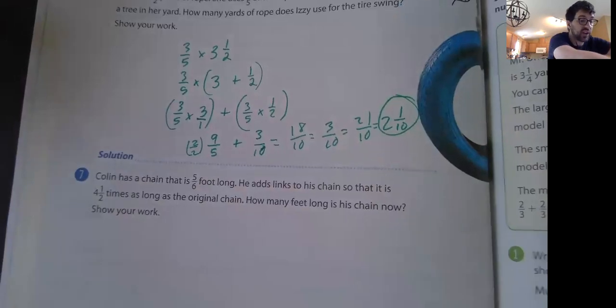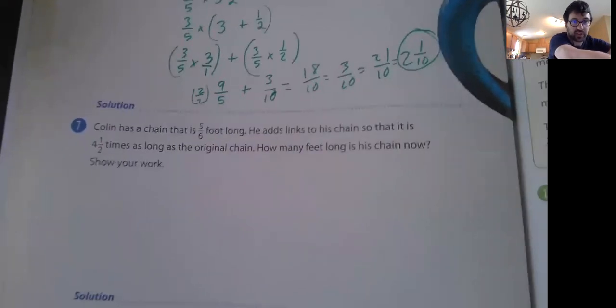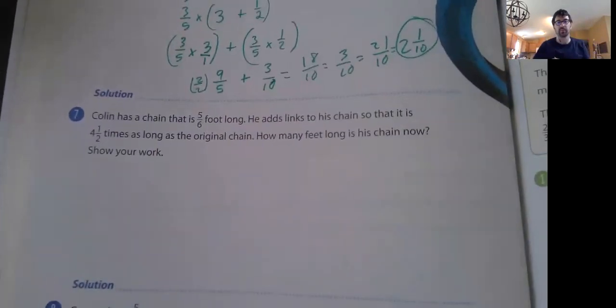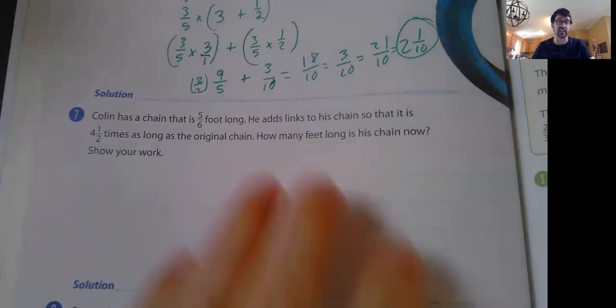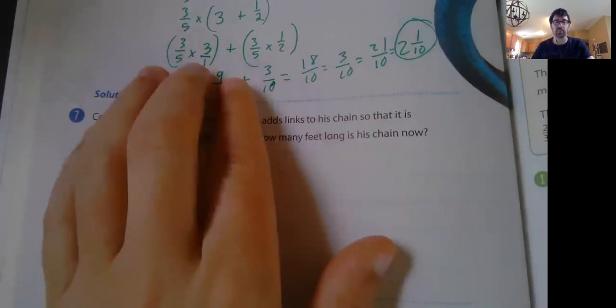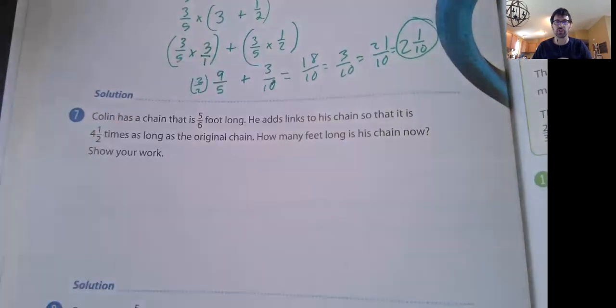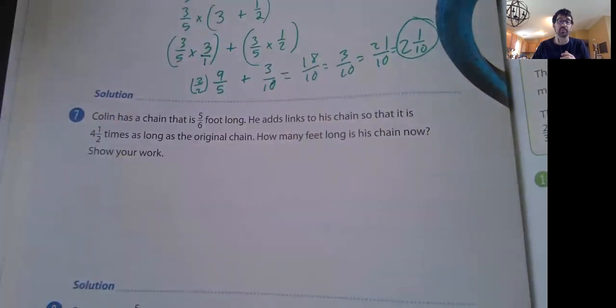So I got a different strategy for this one then, okay? A different strategy for this one. Okay. Instead of breaking it into 2 problems like this, I'm just going to convert the mixed number into an improper fraction and then multiply, okay?